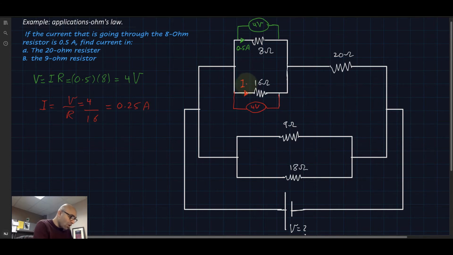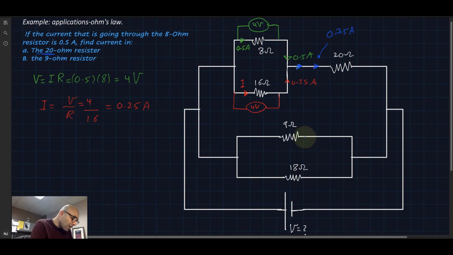That's great, because now this current here, 0.25 amps, is meeting with this current, which is 0.5 amps. Once they meet here, they go in this direction. I'm going to make it blue. What do you think this one is? This current is now 0.5 plus 0.25, so it must be 0.75 amps. Now we have solved the first part: we found the current that goes through the 20 ohm resistor, and there it is, 0.75 amps.